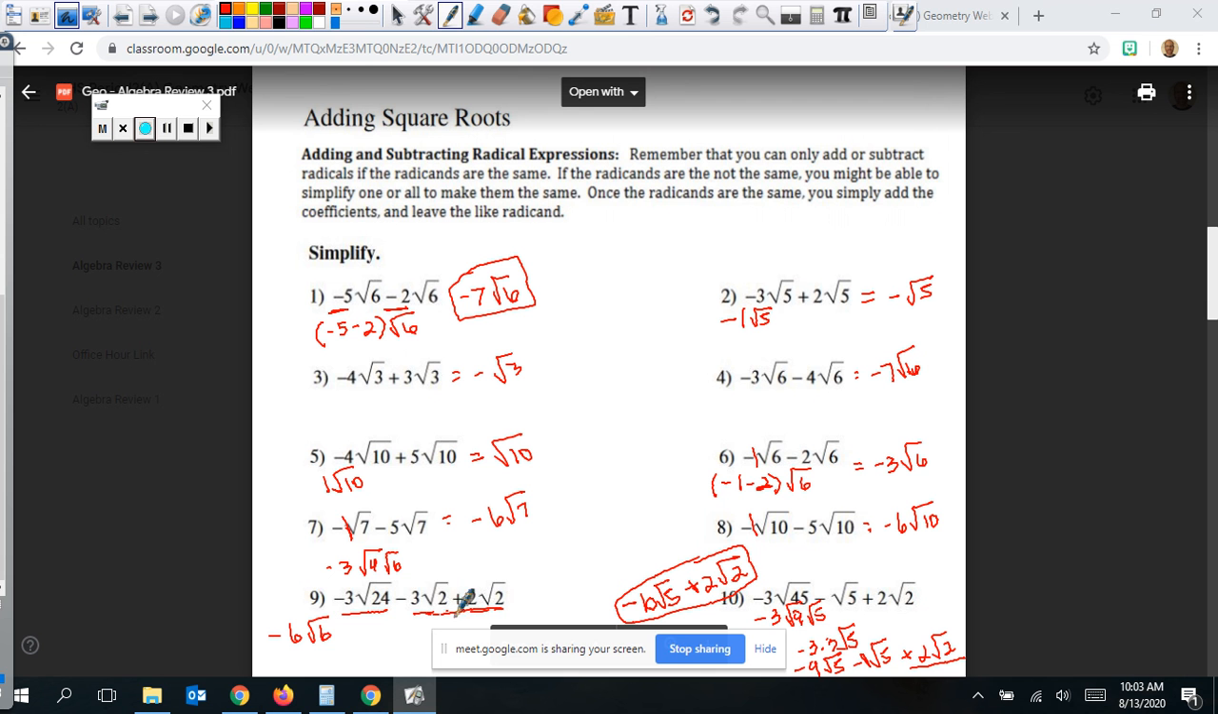That's the first part. Second part, we put these together since they're like radicals. Negative 3 and a 2, since that's more negative, we're just going to say minus. We don't need to say the 1. We can just say a square root of 2. So the answer here is negative 6 square root of 6 minus a square root of 2. Alright, so let's move on to the next section, multiplying our radicals.